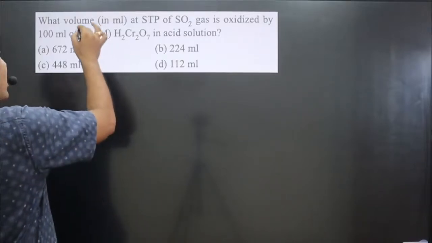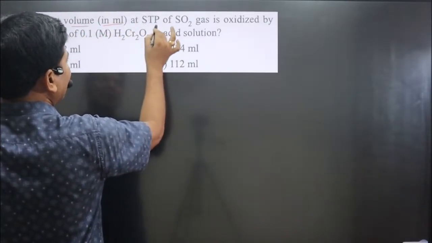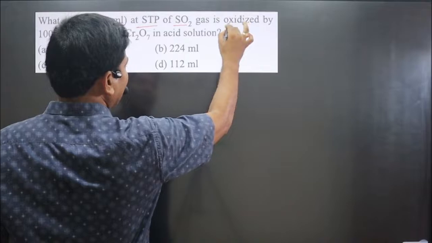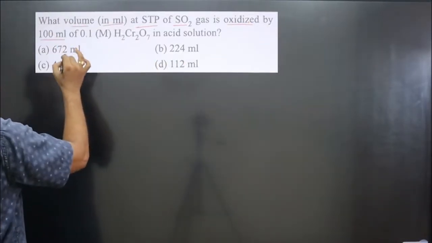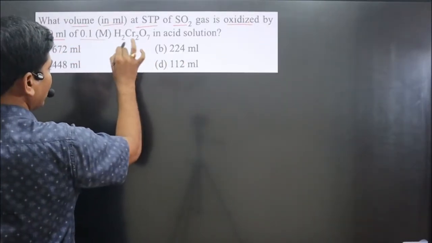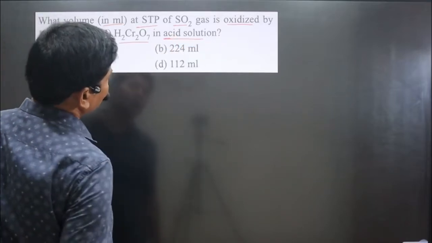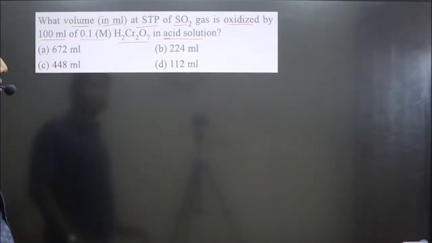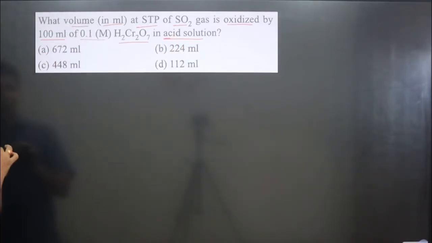The question says: what volume in milliliters at STP of sulfur dioxide gas is oxidized by 100 ml of 0.1 molar H2Cr2O7 in acid solution? The reaction is taking place in acidic medium. Now pay attention carefully. First of all, we write down the chemical reaction.